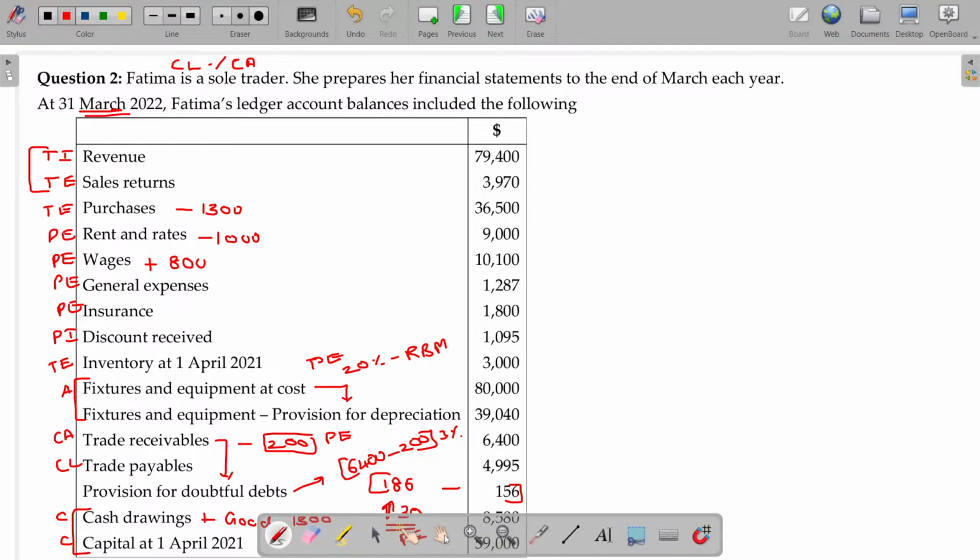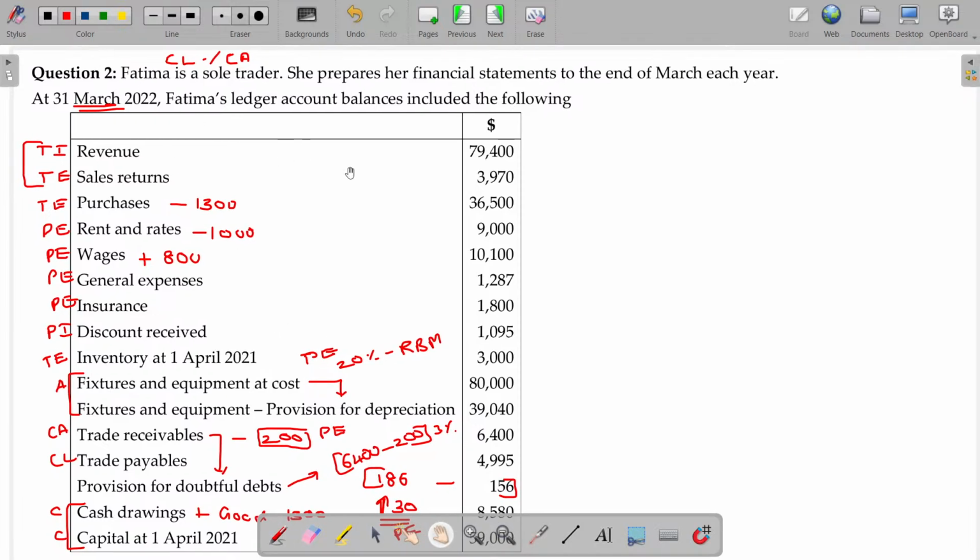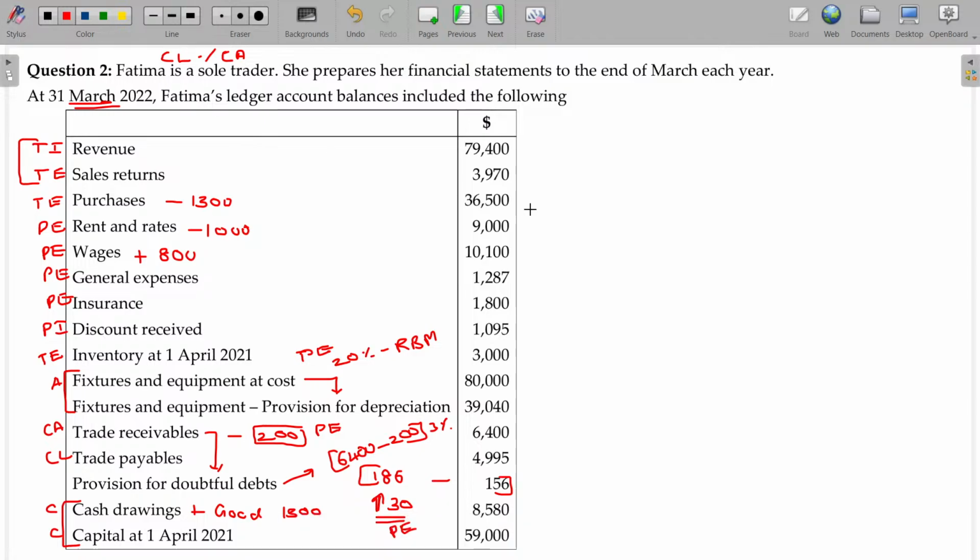So we have marked down all these things. Now we can prepare the income statement easily from this information. Okay. Now revenue. We'll start with revenue. Revenue being this one, 79,400, minus sales return.